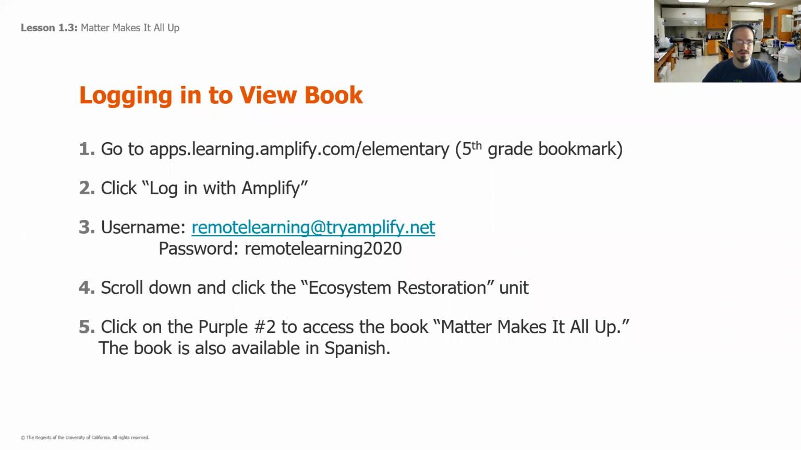So in order to get back to that book, use your fifth grade science bookmark to get to the elementary school learning apps. Make sure you click the login with Amplify button. Use our remote learning username and password that are on the screen. Scroll all the way down to the ecosystem restoration unit, and then click on the purple number 2 to get to the book.